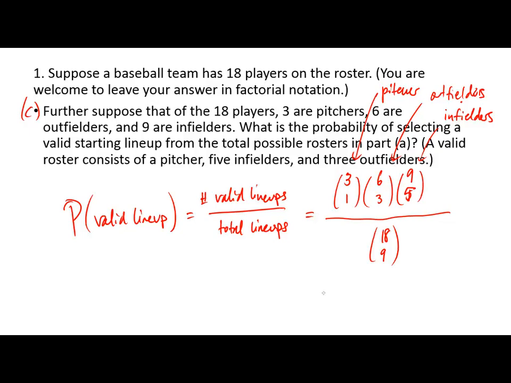So if you want to actually calculate this out, it's 7560 over the total, which was 48,620, or about 15.5%. Is that okay, Kevin?